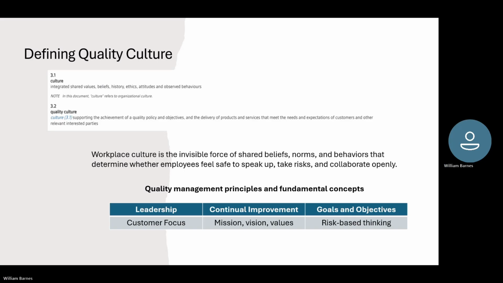Six key principles or fundamental concepts that have been part of ISO 9001 for many years include leadership, continual improvement, goals and objectives, customer focus, mission, vision, values, and a risk-based thinking environment. So these are all concepts or principles that need a workplace quality culture to succeed. So they've always been there. So there's always been this idea or notion of a strong workplace culture helps achieve quality success.